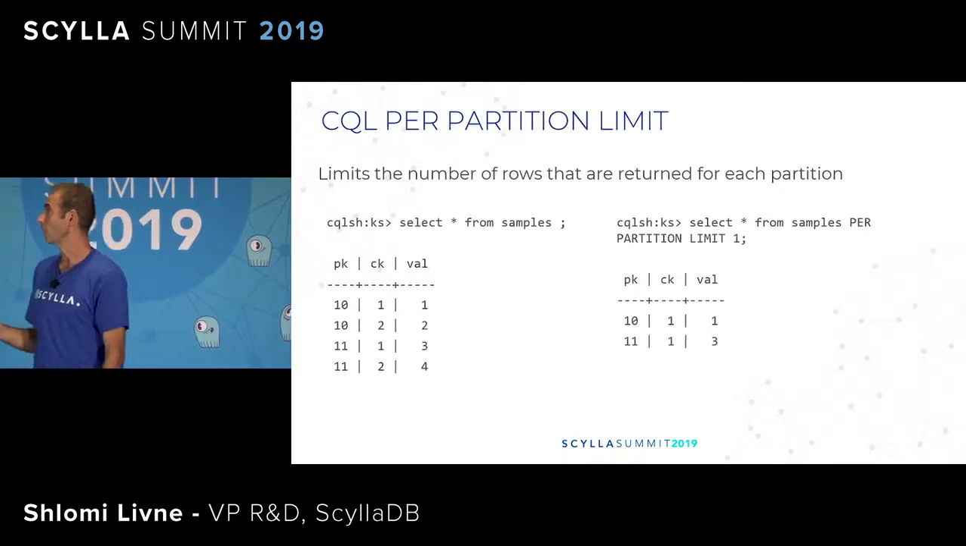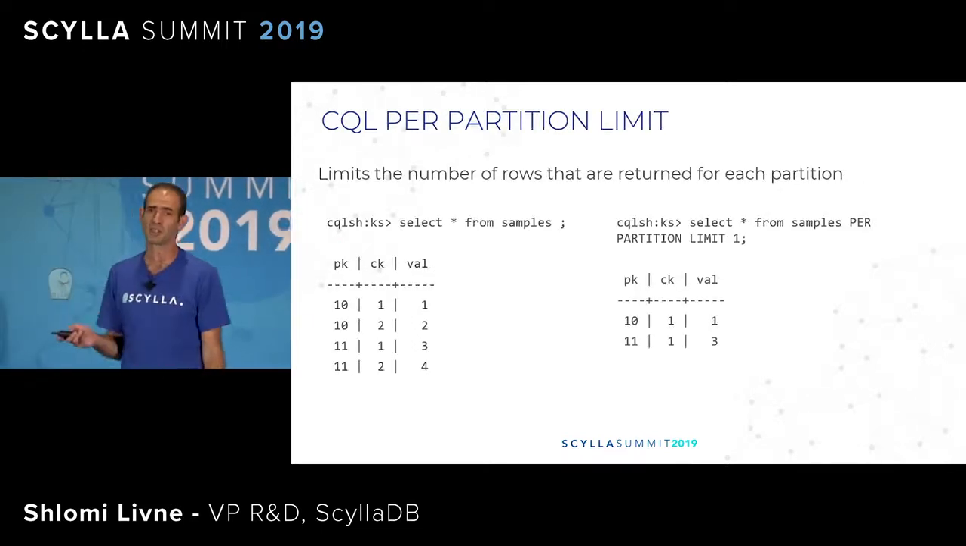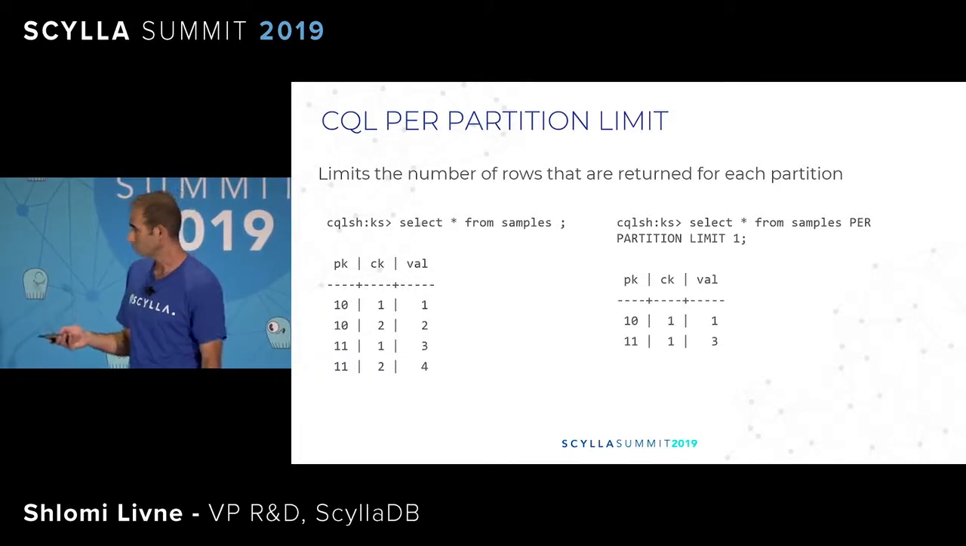I've talked about CQL per-partition limit that limits the number of rows returned per each partition key, and I have a small sample here. For each partition key, I have 2 rows. And when I run this query, I'm going to get the first row for each partition. And I've shown you how this can be used also if I'm storing information in static fields for each partition.